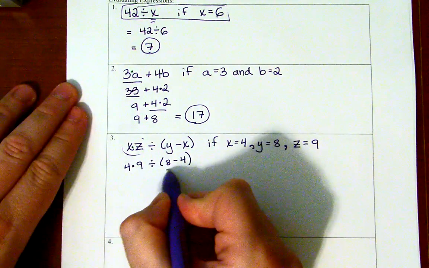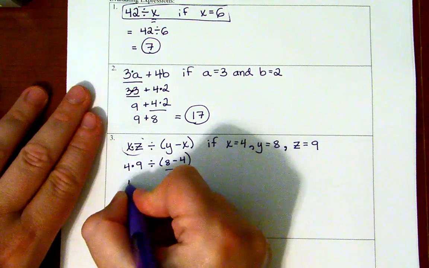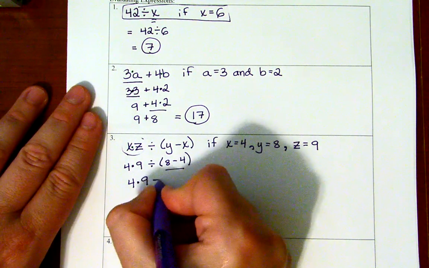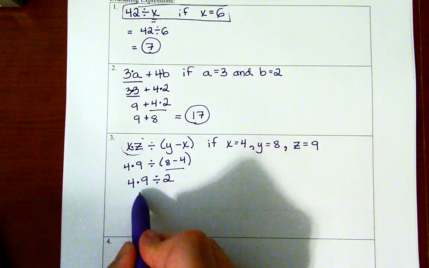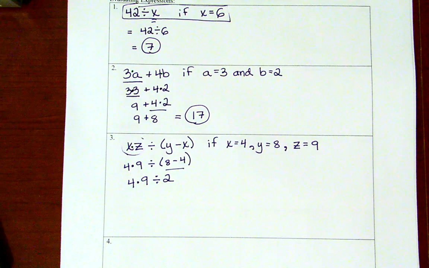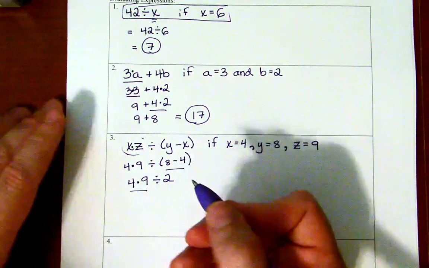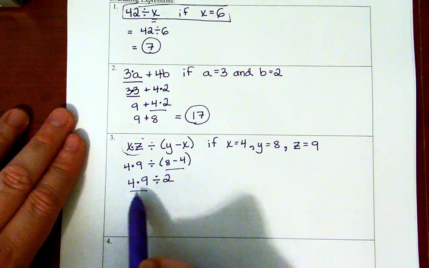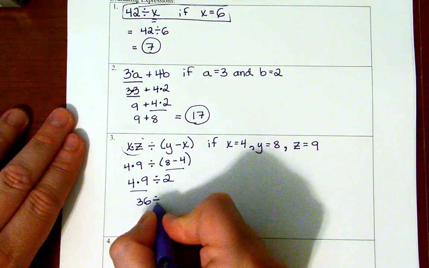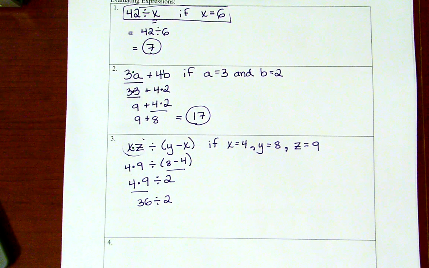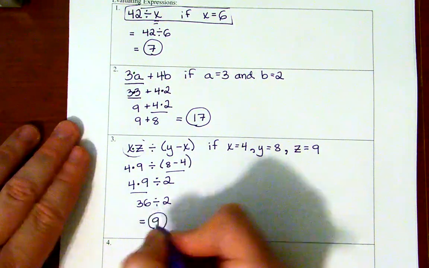PEMDAS says I need to do those parentheses, so let's do 8 minus 4, and 8 minus 4 is, hopefully you said 2. 4 times 9 divided by 2. Okay, so now what? 4 times 9, or 9 divided by 2? 4 times 9 is the next thing I should do, because remember, multiplication and division, we do in order from left to right. 4 times 9 is 36. 36 divided by 2, you go finish that off. 36 divided by 2 should be getting 9 for a final answer.